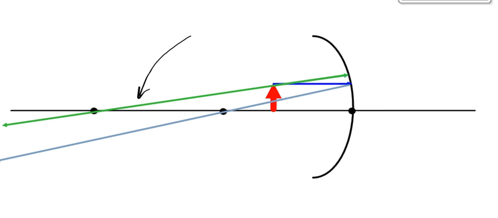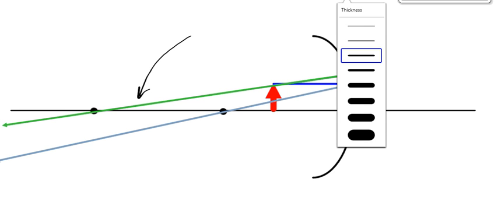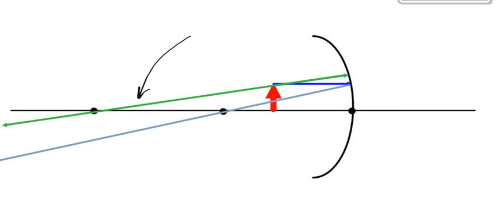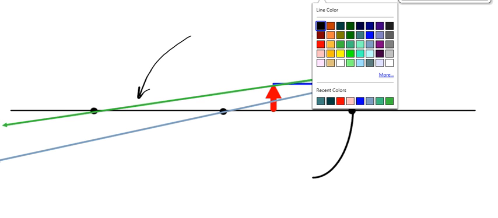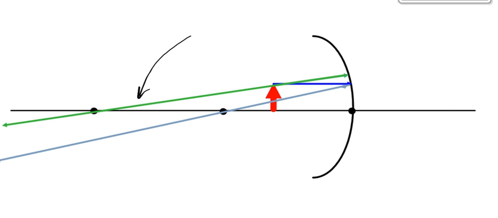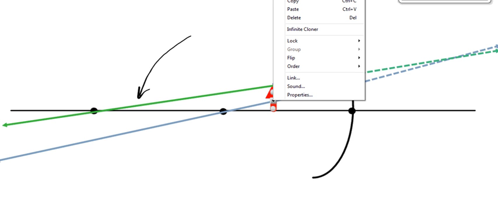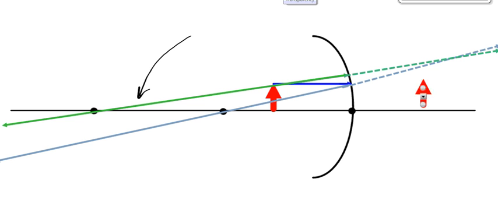What that does mean, though, is something completely new, and that is if I continue this arrow and I continue this arrow, they do meet. They meet on the other side of the mirror. This is called a virtual image.